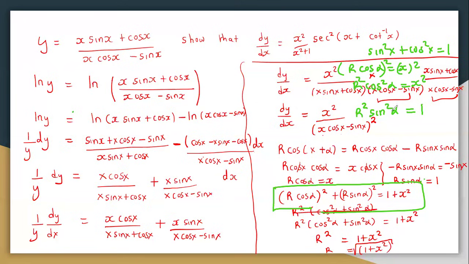Yes. Now, when you add the two, you get r squared cos squared alpha plus r squared sine squared alpha equals 1 plus x squared. Now, r and r are common. You pull them out. So once you pull them, you get cos squared alpha plus sine squared alpha. But cos squared alpha plus sine squared alpha is 1. Yes. So that's where we are getting that.